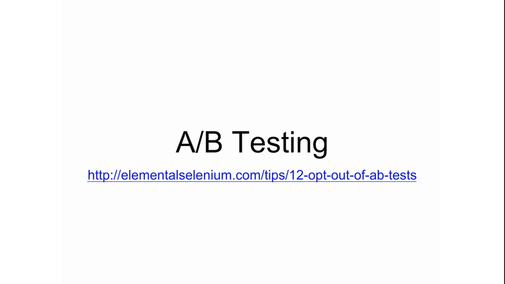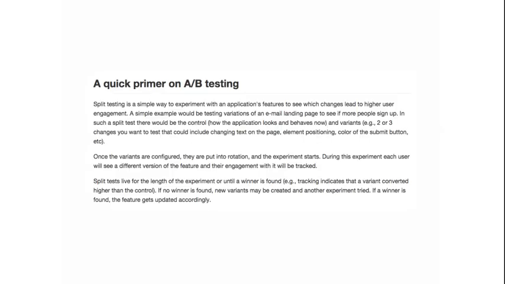Another example of a common, potentially challenging thing that could trip tests up. Forgot password is hard to test end-to-end, and A/B testing can also be really challenging to deal with in your automated tests. A/B testing, also known as split testing, is a simple way to experiment with different forms of a page, typically features on an application, to see which features could lead to higher engagement from your users. A simple thing would be to test variations of a single feature, like an email landing page, for example, to see if more people sign up.